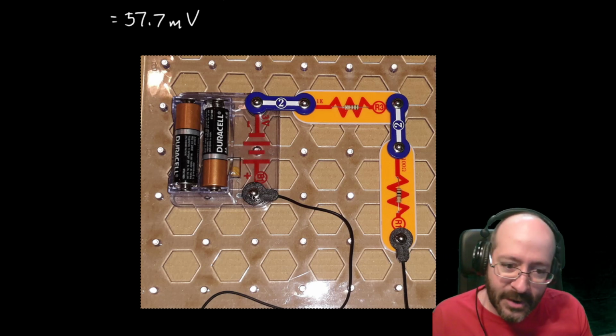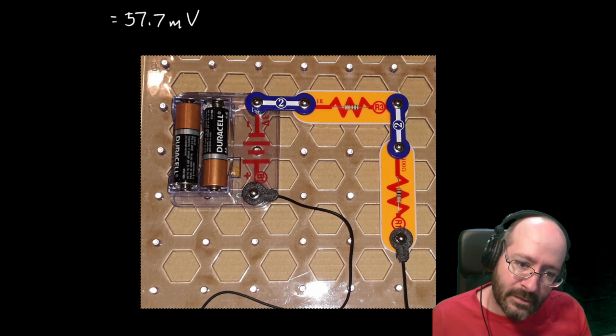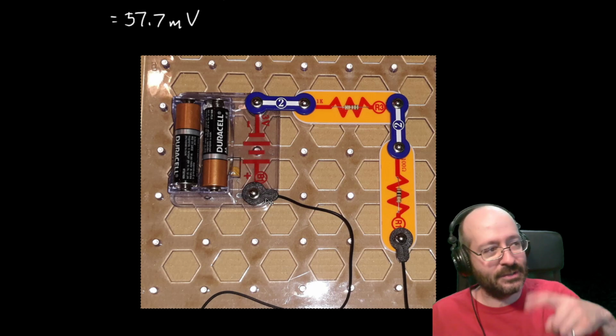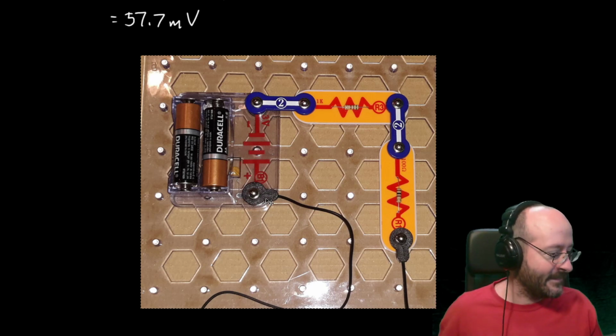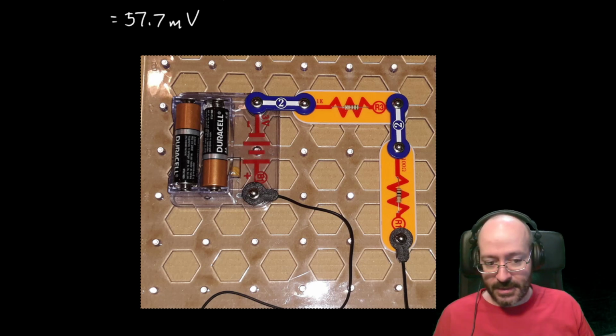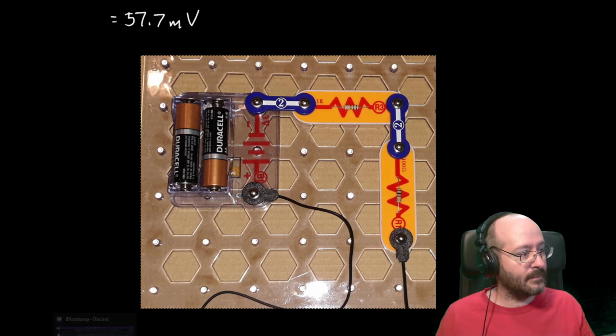I might have the battery backwards. I do have the battery backwards. That's okay. Build it like that. We'll deal with that. And then just let me know when you have that all snapped together.